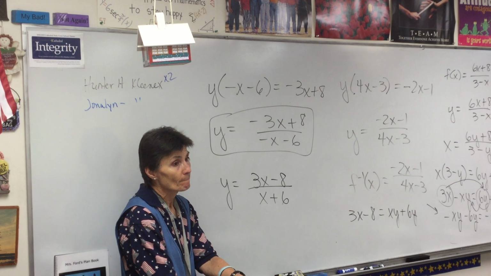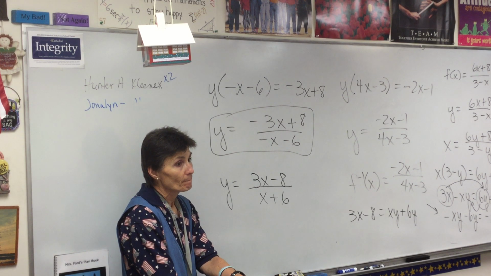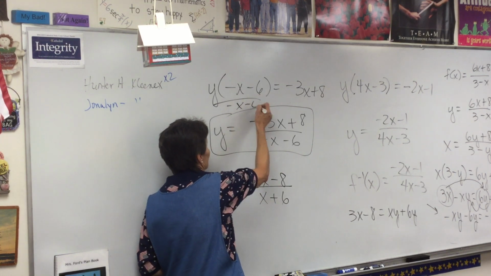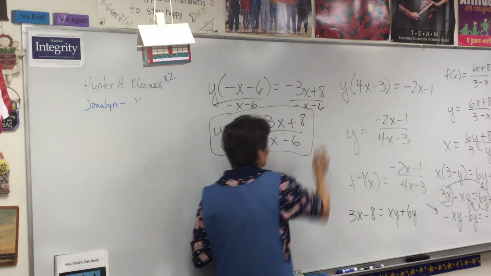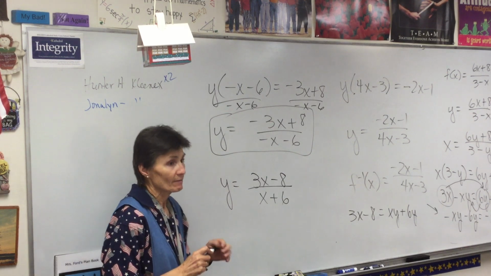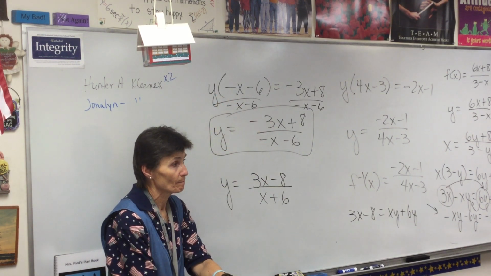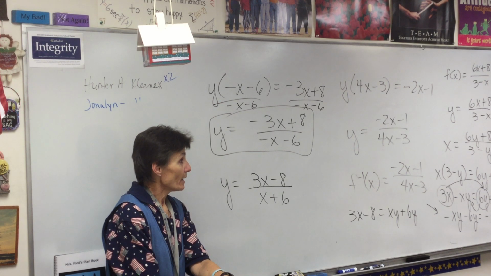So how'd you get to negative x minus 6 over without changing the signs? I divided it. It's a division problem. I didn't add or subtract. I divided because that's a times. Y times that, so I divided both sides by that. Make it cancel. Okay?